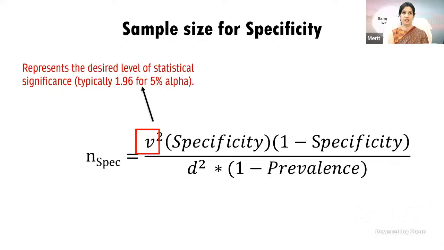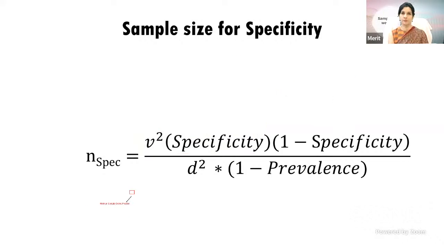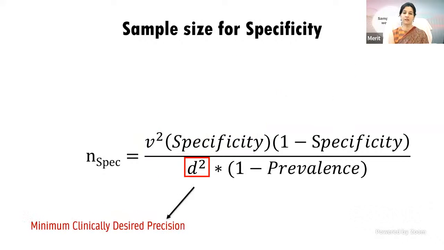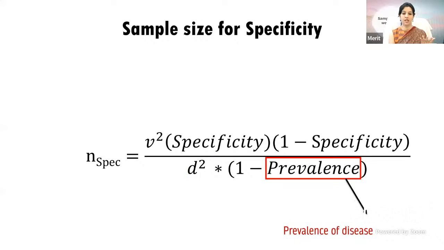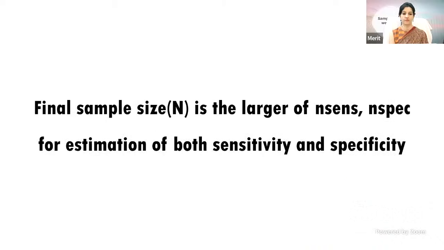So again, this Z is the desired level of statistical significance, which is 1.96. We take a 5% alpha level. This is specificity, and we multiply it with 1 minus specificity. This D is the desired clinical precision. You can take it as 2%, 5%, 10%, depending on your assumption. And this 1 minus prevalence is the non-diseased persons, which you take as a denominator.